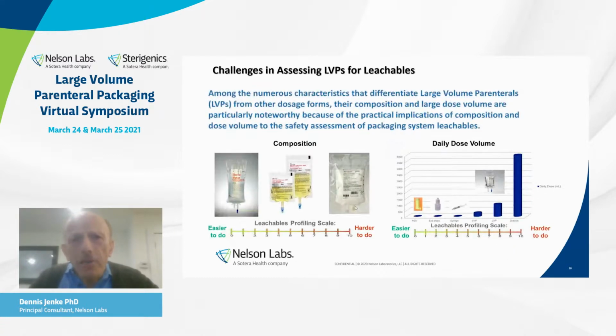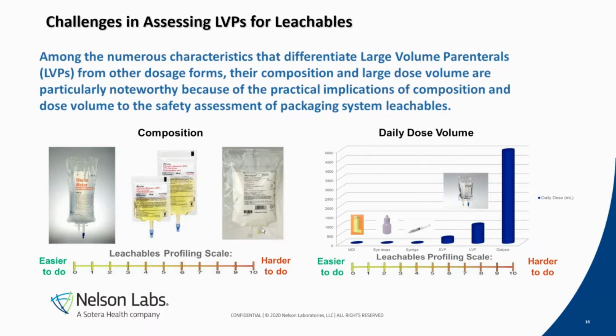One of those characteristics is composition. Again, if the only LVP marketed in the world was sterile water for injection, we wouldn't be having this conversation. Sterile water for injection is maybe the easiest test matrix out there for screening for leachables. You can screen it for leachables at extremely low concentrations. Unfortunately, sterile water for injection is not the only LVP.